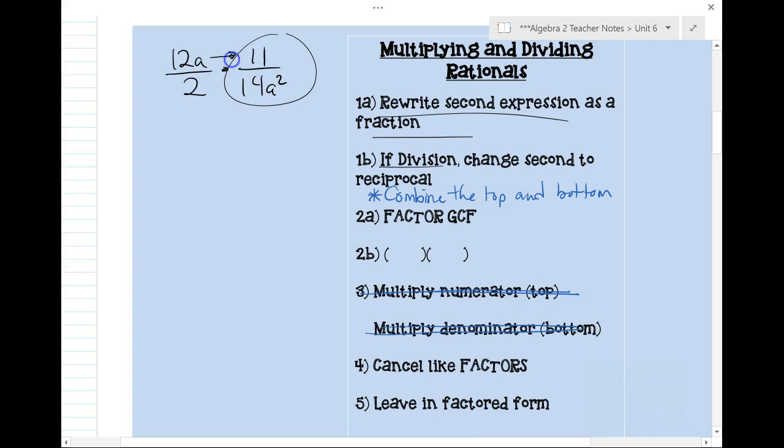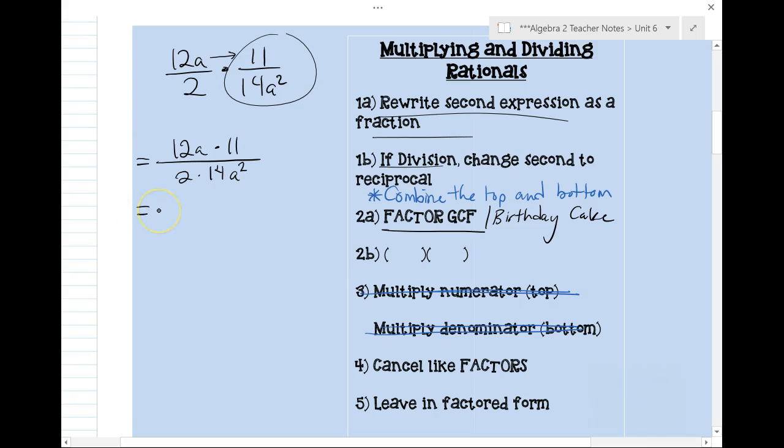So we're going to combine the 12a and the 11. And it's 12a times 11. And then the bottom, 2 times 14. If you notice, I'm not multiplying 2 times 14 or 12 times 11. I'm just leaving it as is. I'm just making everything into one fraction. Now, next, you want to factor the GCF or use the birthday cake method.